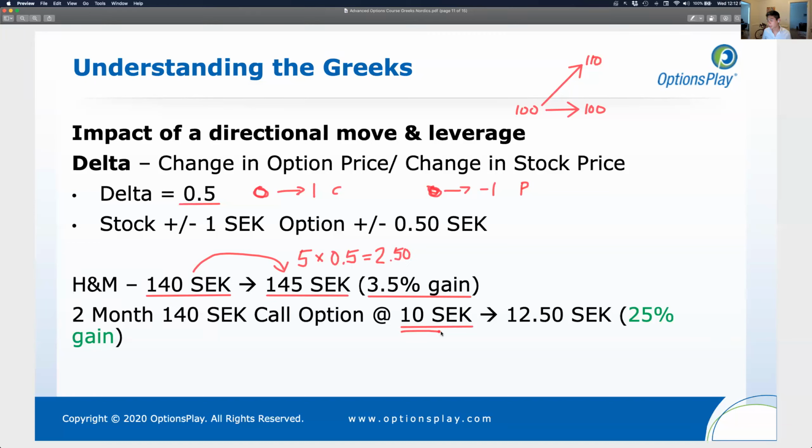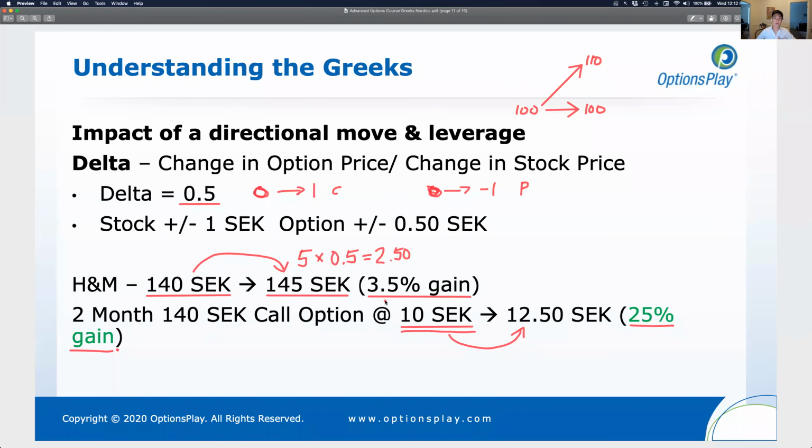So what that means is that if I paid 10 crowns for this call option, and the stock moves 3.5% higher, the new value of my call option will be 12.5 crowns, which is a 25% gain on my option, while the stock gained 3.5%. So this is the leverage factor that many investors are seeking when they're trading options. They want to say, if I get the move correct, I want the leverage, but if I get it wrong, I'm only risking 10 crowns, which in this particular case is about 7% of the underlying stock price.